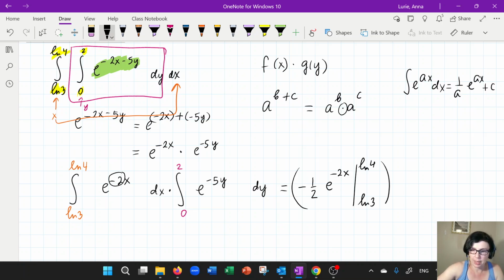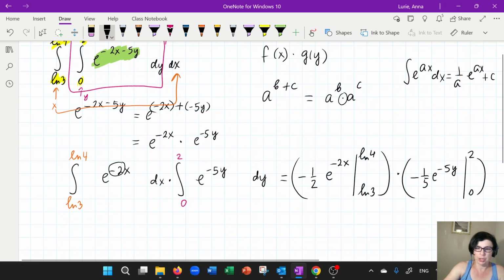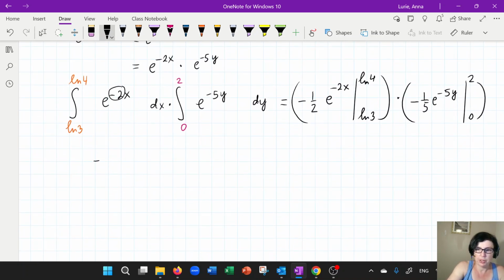So whatever we get there, we're going to multiply by e to the negative 5y, which would be negative 1/5 e to the negative 5y, and now we're substituting 0, 2. Okay, so let's see if we can just get this done. So if we substitute log of 4 into the first expression, we're going to get negative 1/2 e to the power negative 2 log of 4. And in a second, we're actually going to simplify that.